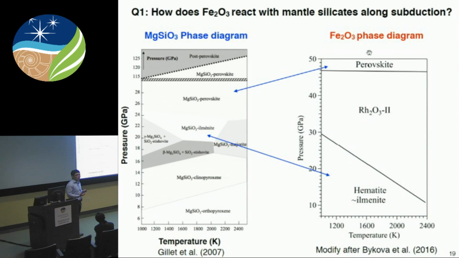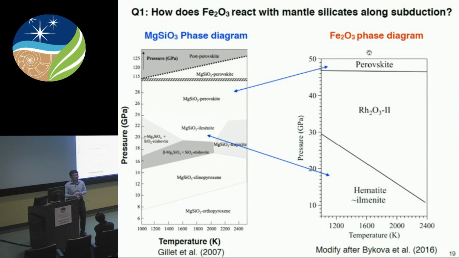So back to the first question, what will happen when sedimentary Fe2O3 is subducted down to the uppermost lower mantle pressures? So what we do is we run multi-anvil experiments by using a mixture of MgSiO3 together with 10 molar percent Fe2O3 and cook them under the target pressures and temperatures for long enough time to reach equilibrium.